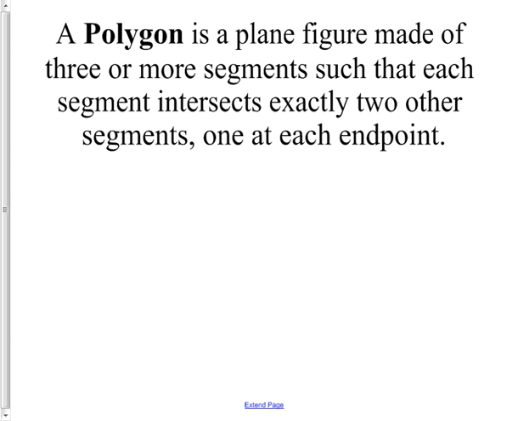So a polygon is a plane figure, which means it's just on a plane. It's not a 3D figure. It's made of 3 or more segments such that each segment intersects exactly 2 other segments, one at each endpoint. So let me illustrate what this definition means.